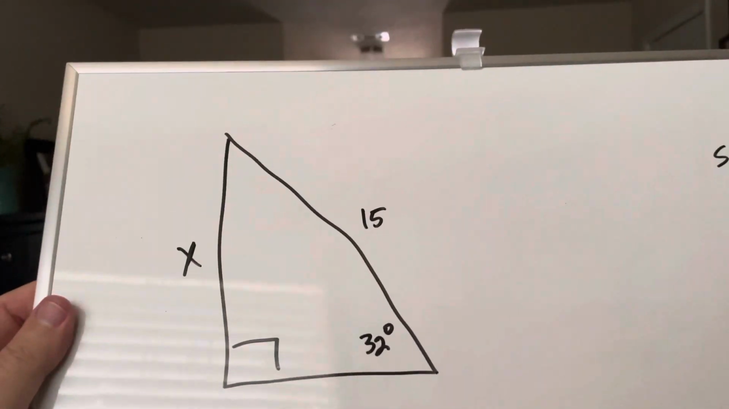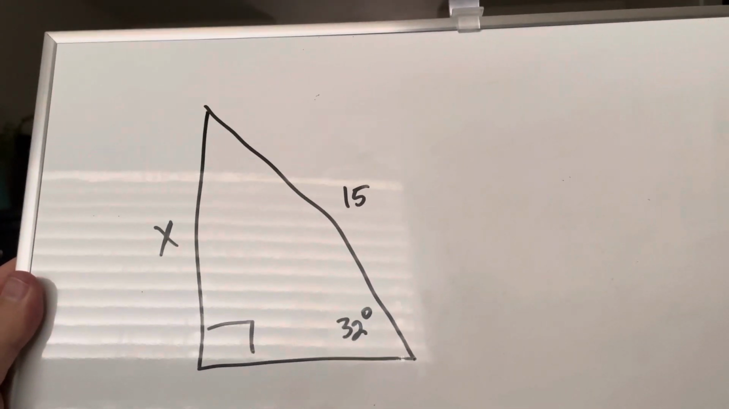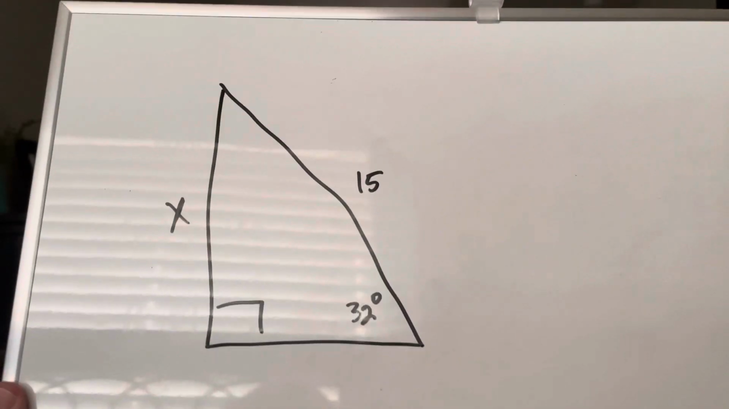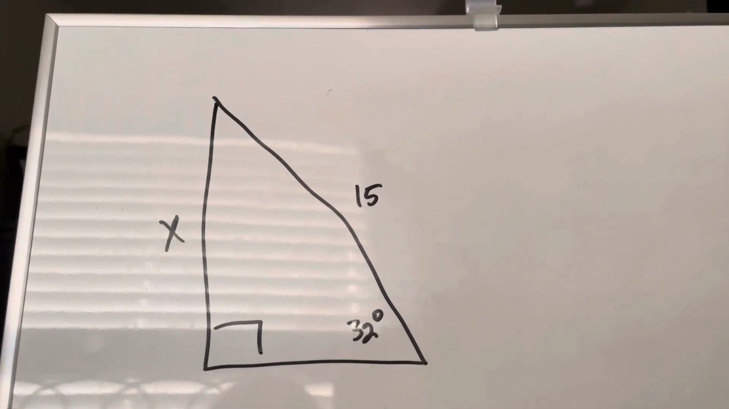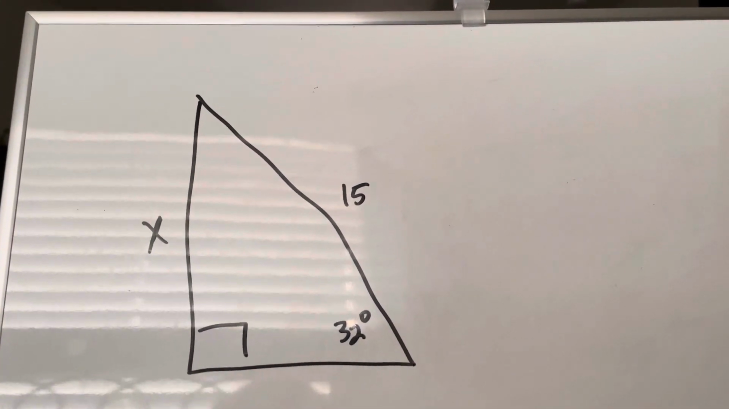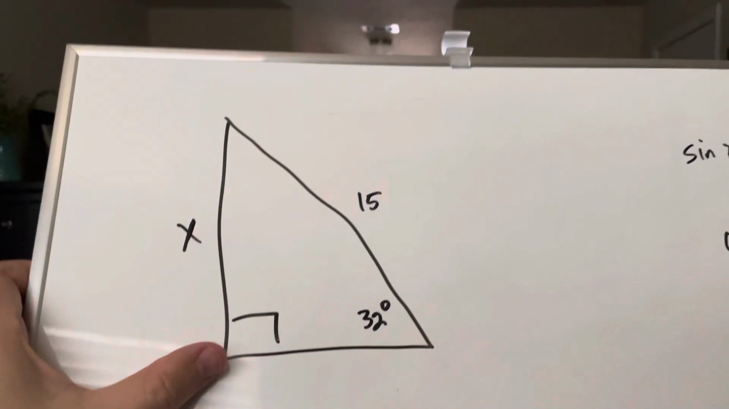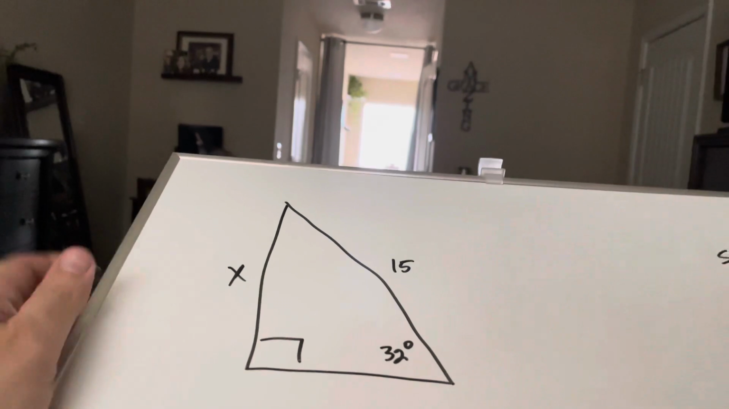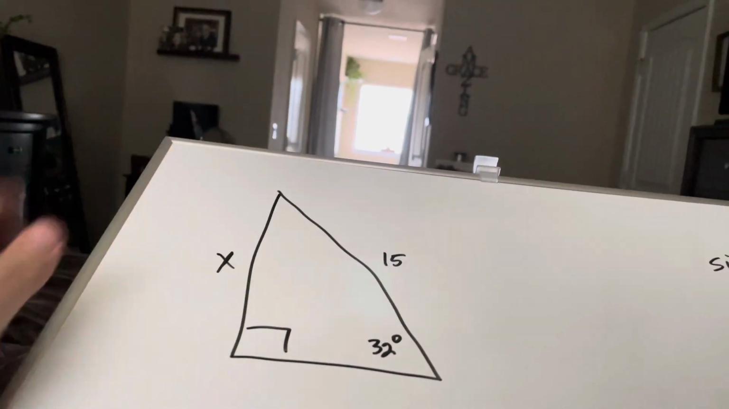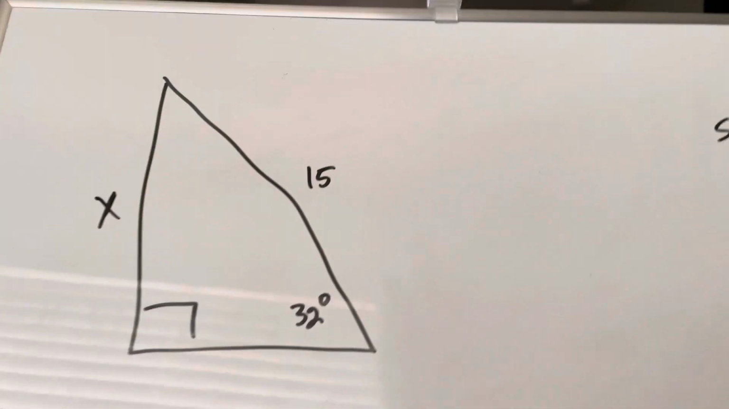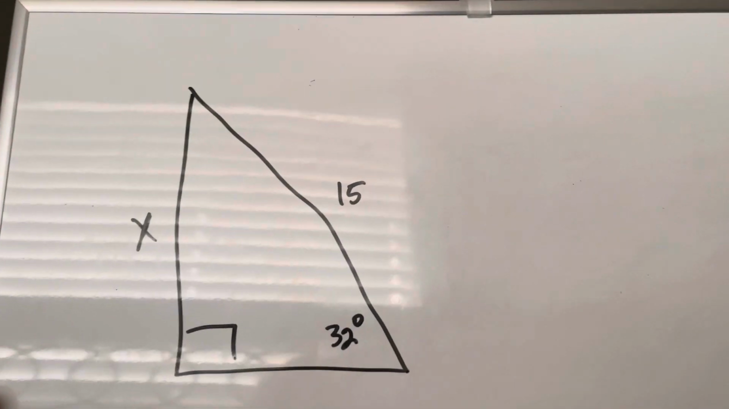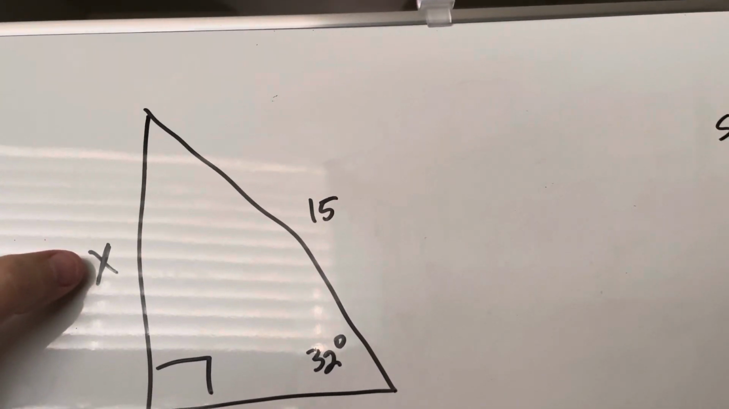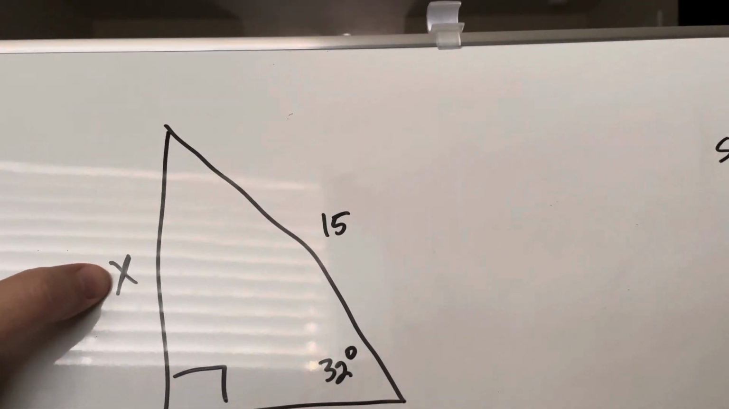and we have a 32-degree angle down here at the bottom right. We don't know this x value, but the hypotenuse is 15. Just remember that the hypotenuse is always the side that is opposite this right angle here. So the side that's directly opposite that or directly across from that. So directly across from here is the hypotenuse. So from the perspective of this 32-degree angle that has been given to us, x is an opposite side and the 15 is a hypotenuse.